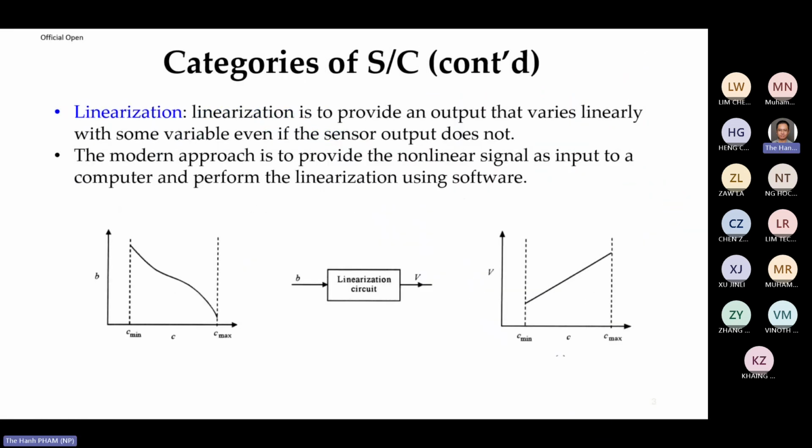Then another example can be linearization. Why do you want to have this kind of linearization? It is because if it is linear, then from the voltage you measure, you can easily calculate the input values. Sometimes the curve is not so linear, then you must have some linearization circuit to help you with the calculation.